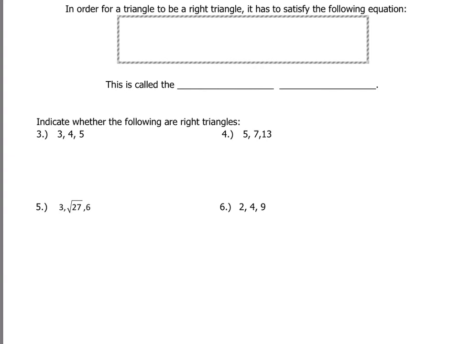So in order for a triangle to be a right triangle, it has to satisfy the following equation, where if we square the side length A and add it to the squared side length B, it should equal the side length C squared. This is called the Pythagorean theorem. This is a really big part of 8th grade math, so it's something you really need to understand and get down. So now we're going to indicate whether or not these are right triangles.